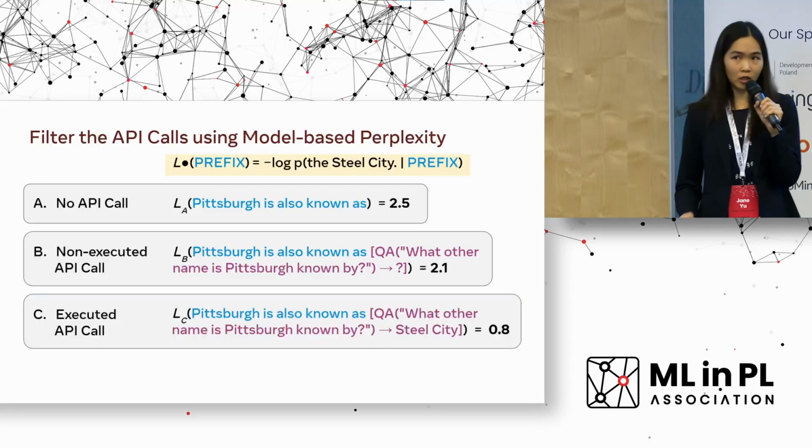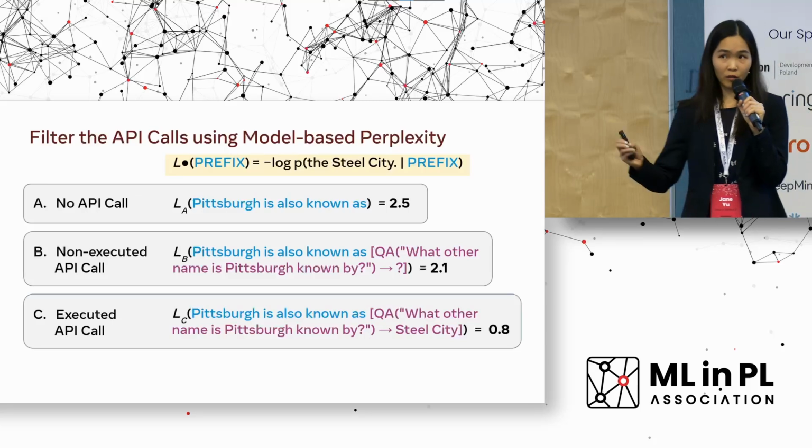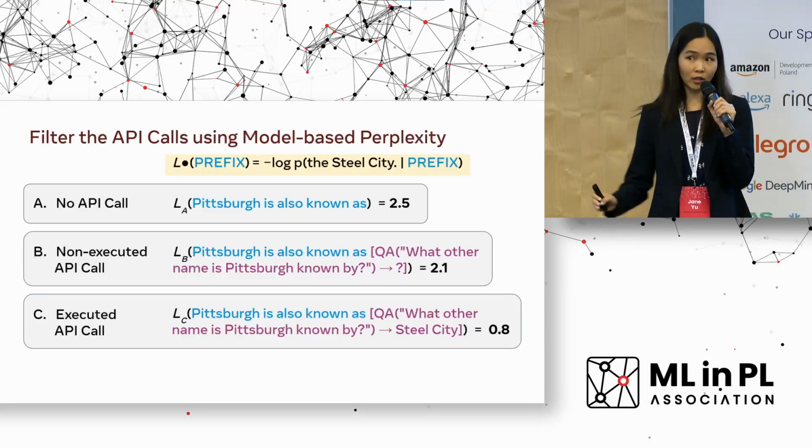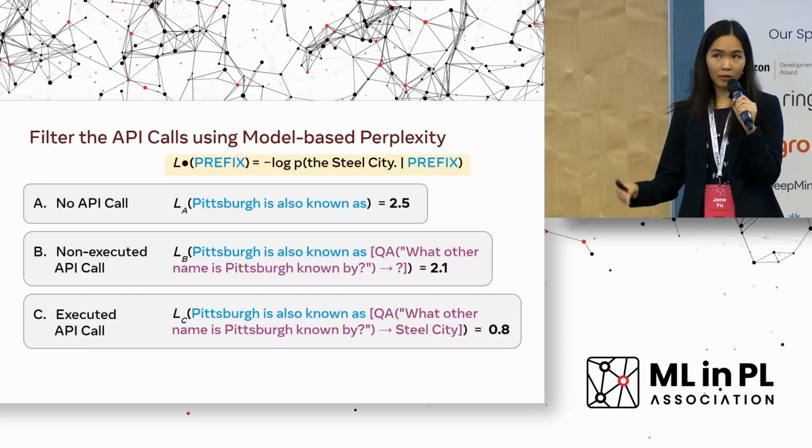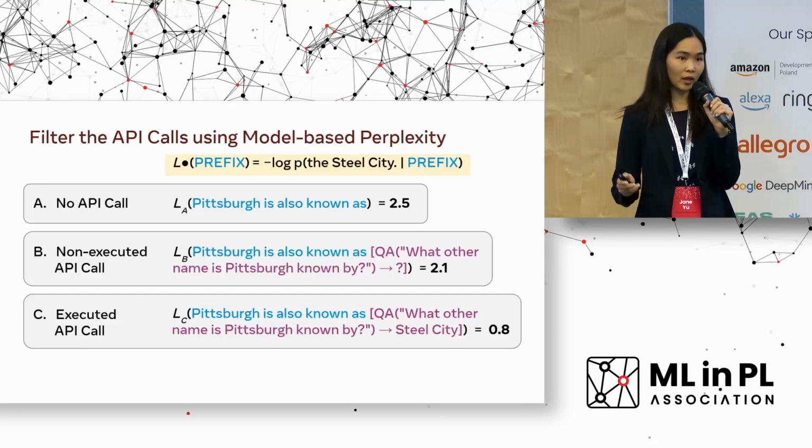Thirdly, we're going to execute the API call. The prefix here would be the same as in B, but we're actually going to put the final answer there. And now the perplexity is 0.8.